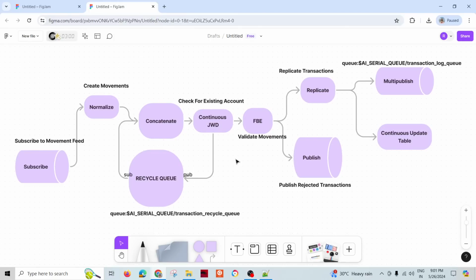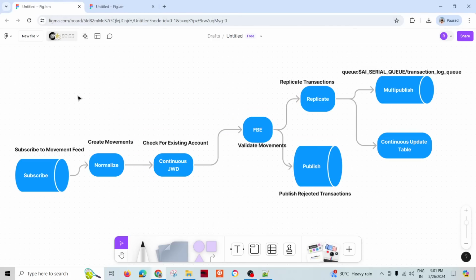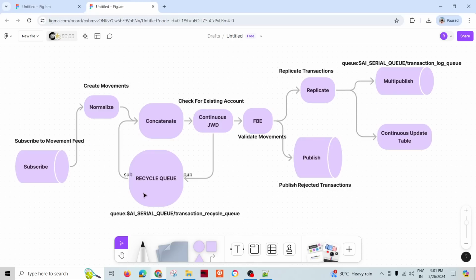It is very helpful in a continuous graph, otherwise it's very difficult to do that. We would have to create some kind of queue that can be read again. Similarly, there is a recycle queue. We can attach it and try again, or we can publish that data into this queue first, and then the subscription happens from this queue in the next checkpoint.